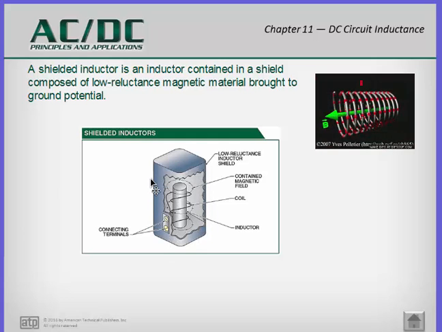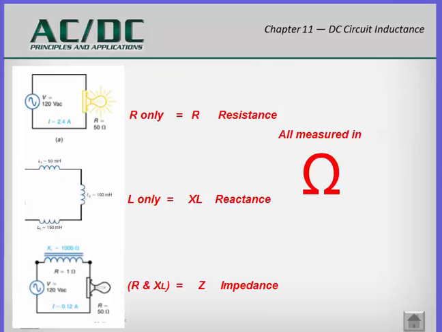This metal case acts like a shield, and it keeps the magnetic field of this coil, of this core, from escaping and influencing other components around this coil. Now let's look at three different types of circuits here.